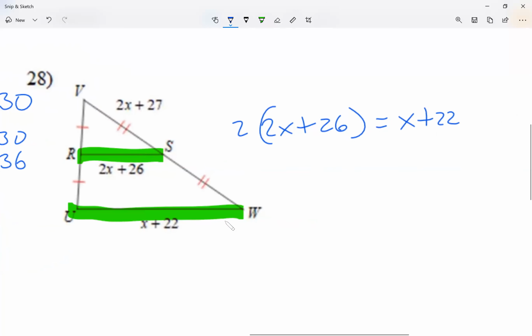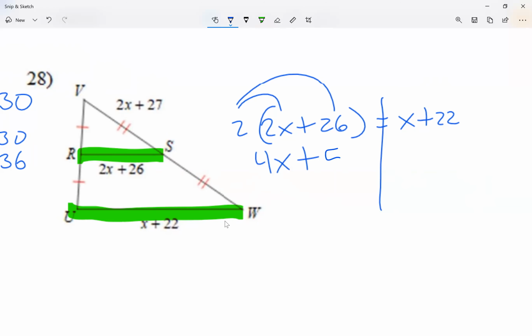Let me take a look at this as an algebra question. So let me separate my sides through the equal sign. Let me get rid of parentheses. Let me multiply that 2 to the inside. So that gives me 4x plus 52 equals x plus 22.